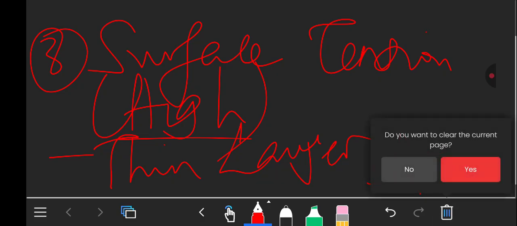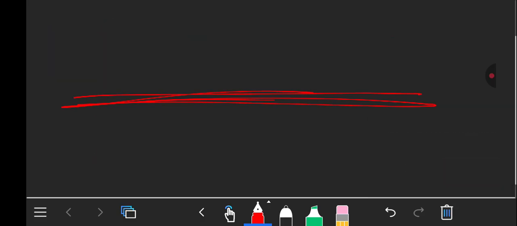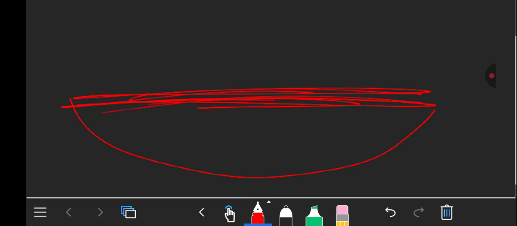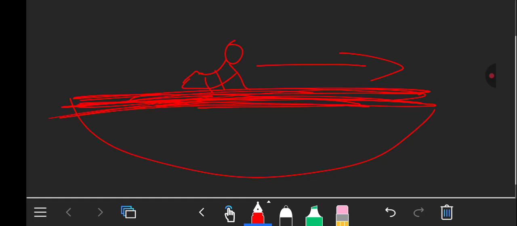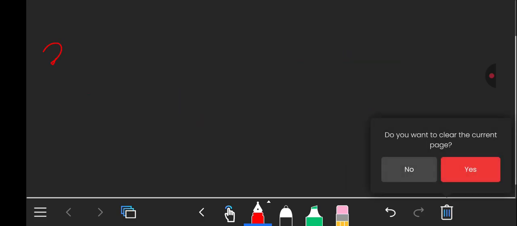For example, if you have a sea, this is a sea, then water will form a thin layer. You know, some insects are even able to walk on water. They are able to walk on water due to this surface tension. And some things can even float on water due to the same surface tension. Okay, so surface tension is very important.